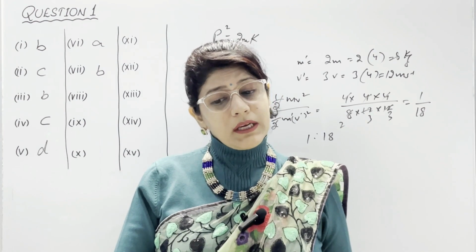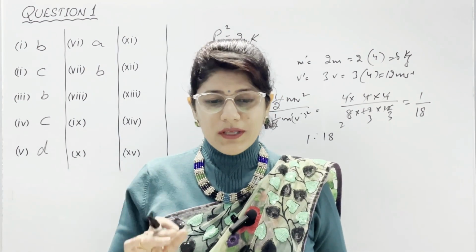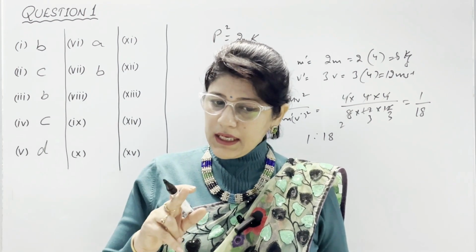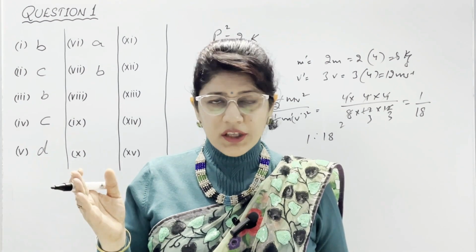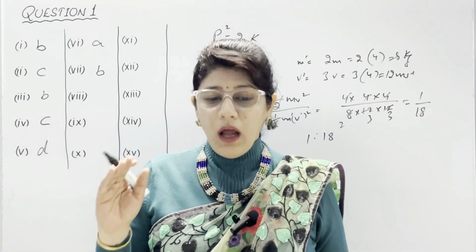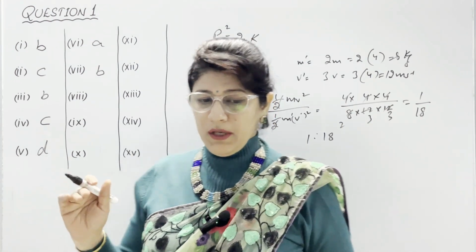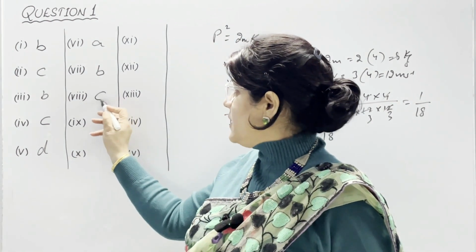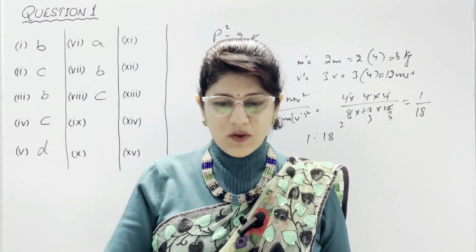8th, when you increase the loudness of the ringtone of your mobile phone, the frequency of ringtone A increases, B decreases, C remains same. Because we are not changing the frequency, we are changing the loudness. So no effect on the frequency. It means frequency remains same. In 8th, C option is correct. It remains same.